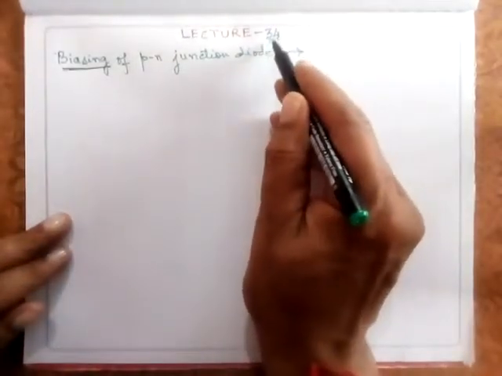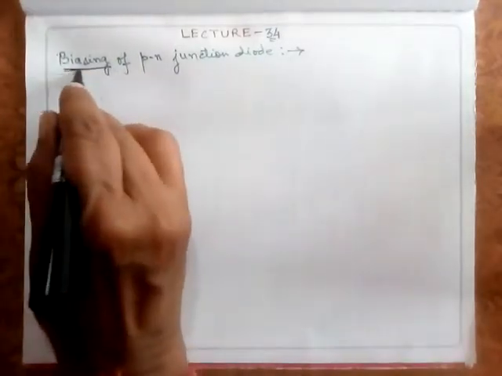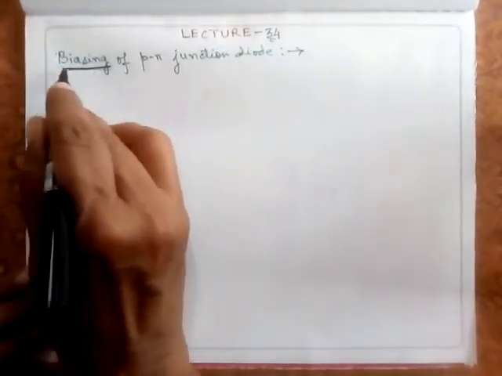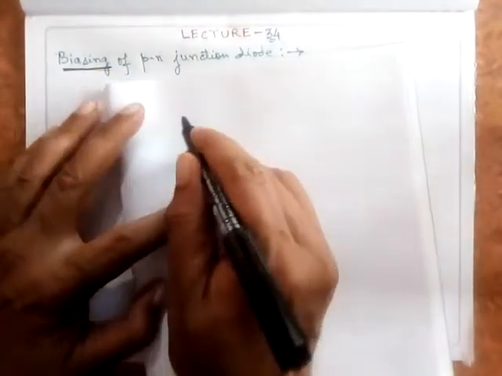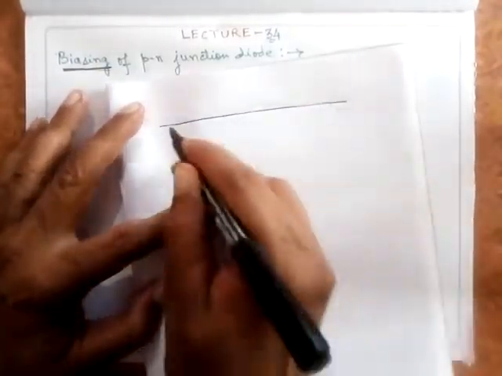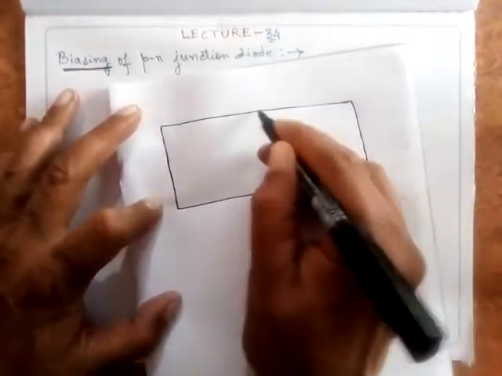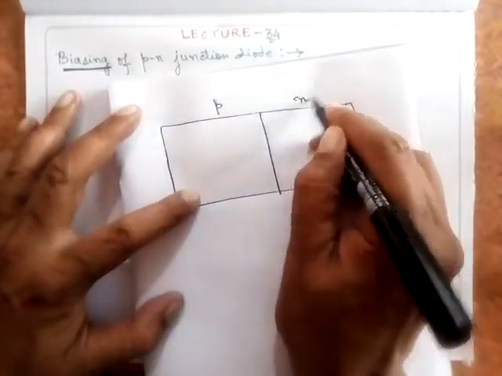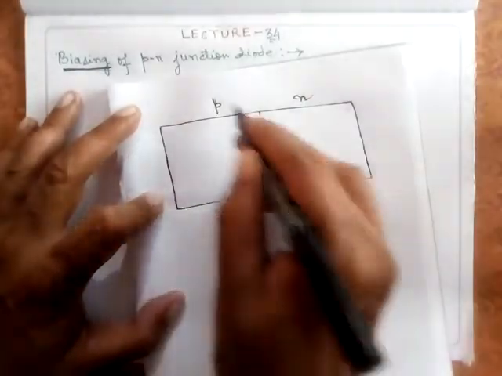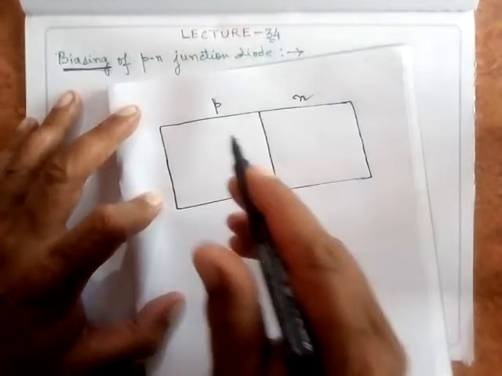So welcome to the 34th lecture, and in this lecture I'll discuss the biasing of a PN junction diode with you. Now in the last lecture I discussed the PN junction diode with you, and I told you that this PN junction diode is a two layer device. There are two layers in it. One is called the P layer and the other is called the N layer. This is acting as a P type semiconductor, this is acting as an N type semiconductor.